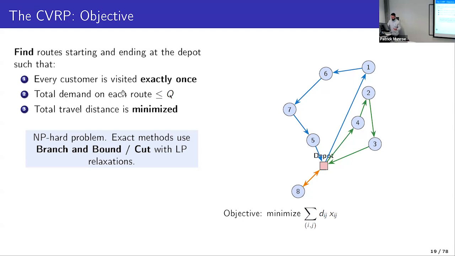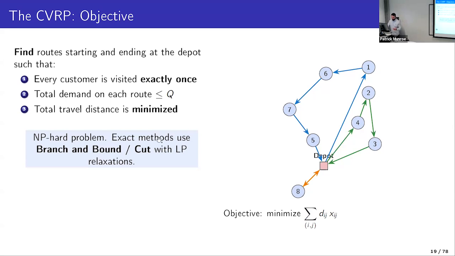The total demand on each route has to satisfy the capacity, so it's less than or equal to Q. And the goal is to find a route, or the routes in plural, that would minimize the total distance. So this is a relatively hard problem. It's an NP hard problem. So when you have bigger instances, it's not trivial to solve this problem.